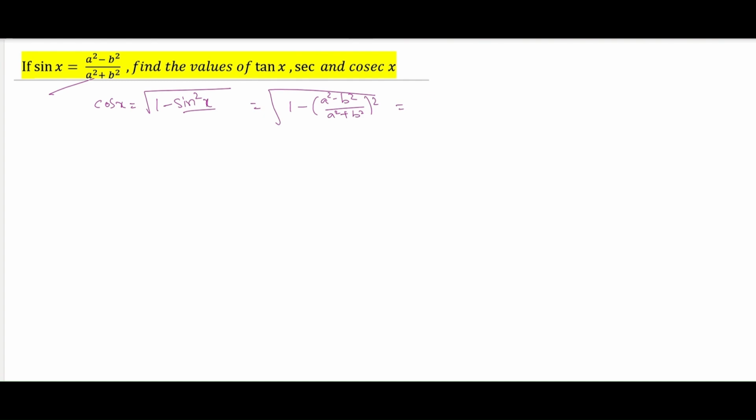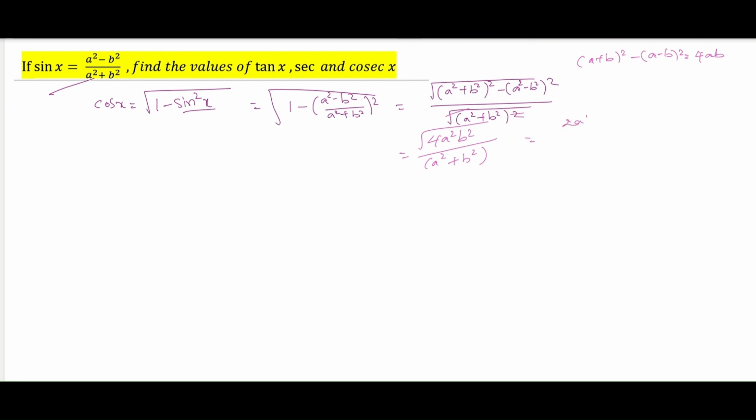Now take the LCM here. This becomes in the numerator a square plus b square whole square minus a square minus b square whole square, and the denominator we will have root a square plus b square whole square. From the identity a plus b whole square minus a minus b whole square is equal to 4ab, we can write the numerator as 4a square b square. And in the denominator, the square root and square will get cancelled out. We have a square plus b square. The numerator can be written as 2ab whole square under root. The root and square will get cancelled out, giving 2ab upon a square plus b square. This is the cos value we have here.